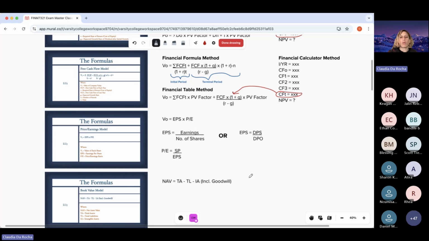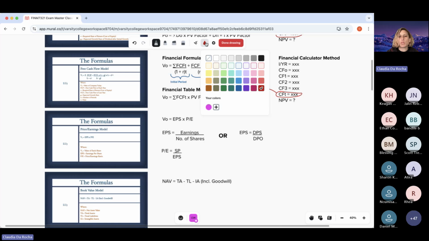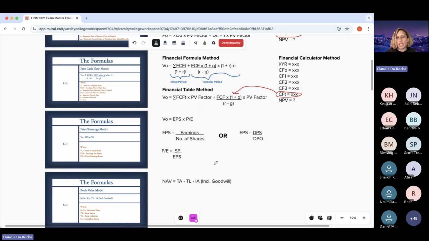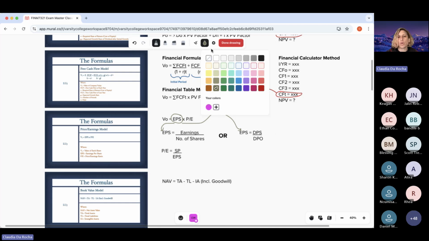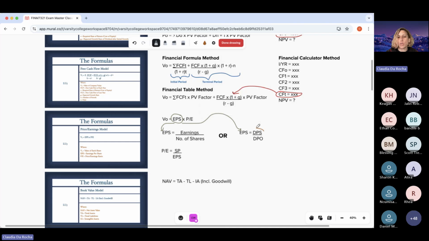All right. Then we've got our price earnings model. The formula is very simple: the value of a share is your earnings per share times your price earnings ratio. Just to recap what you would have covered in Financial Management 2A, there are two ways to calculate earnings per share. Either earnings divided by your number of shares, or your dividend per share divided by your dividend payout ratio. It's quite important that you know this.